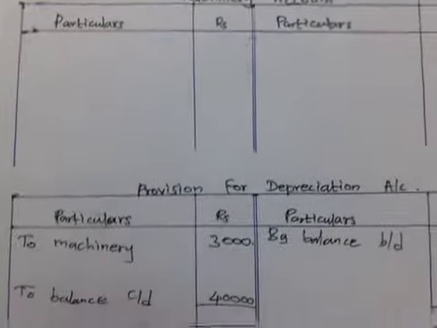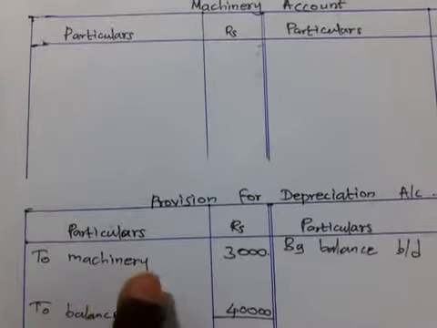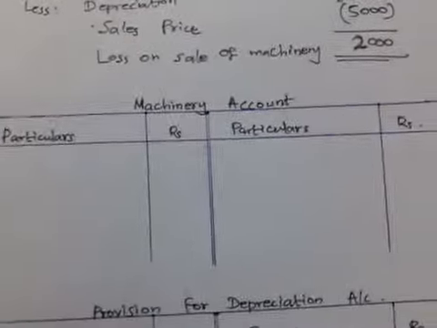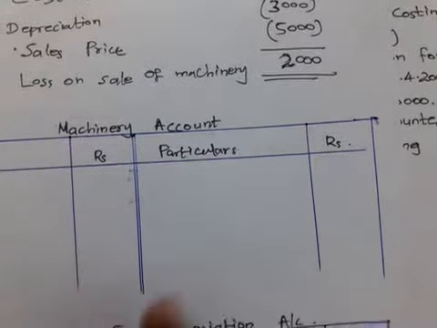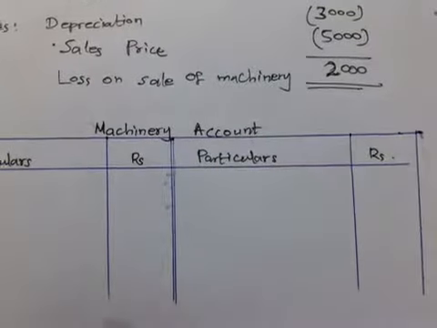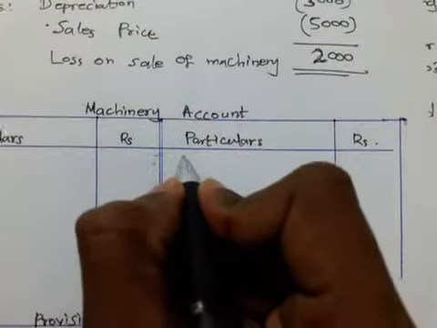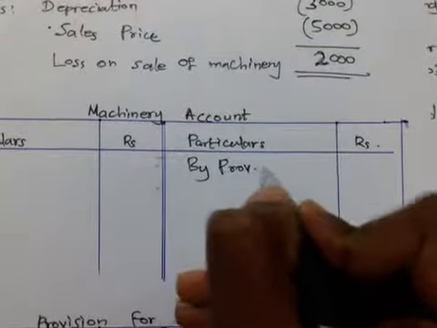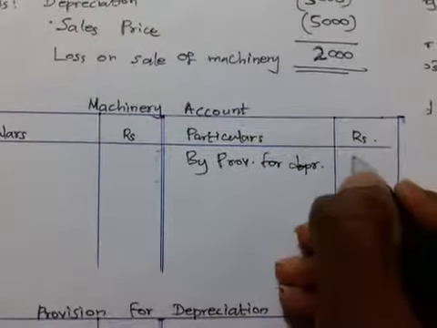We have to record this as machinery account because we are going to record the opposite entry of this entry in machinery account. Because the 10,000 machinery has been sold, that accumulated depreciation has to be deducted from the machinery account. We'll record that amount here by provision for depreciation account 3,000.